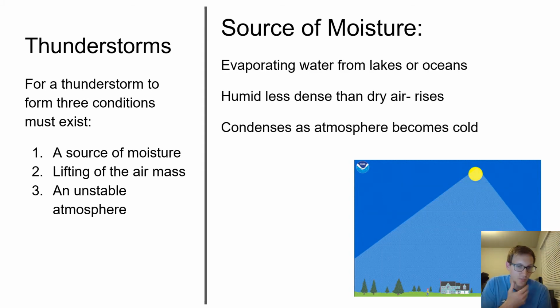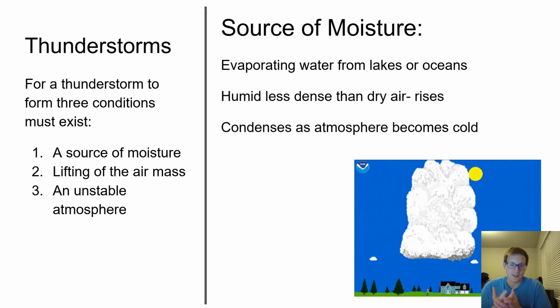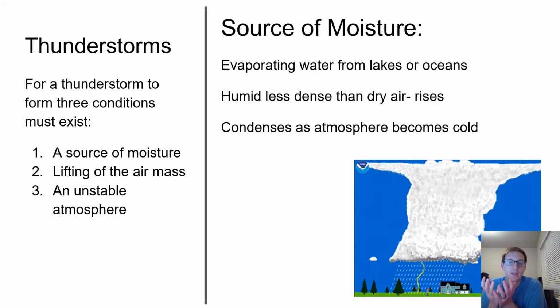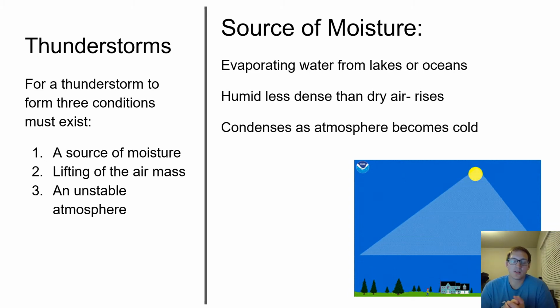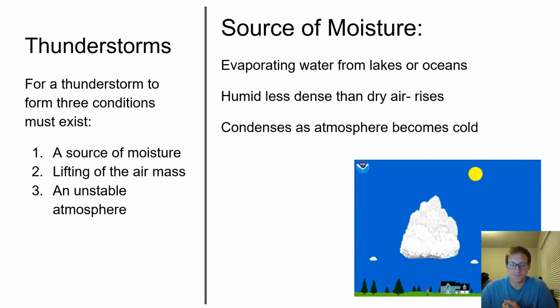Okay, so sources of moisture, let's talk about those first. Evaporating water from lakes or oceans is what causes this source of moisture. Humid air, less dense than dry air, rises. Okay, so it eventually goes up into the air where it can condense. As you guys know, you covered the water cycle in depth in middle school. I think just last year you talked about it. It condenses as the atmosphere becomes colder, and then it falls down as precipitation.